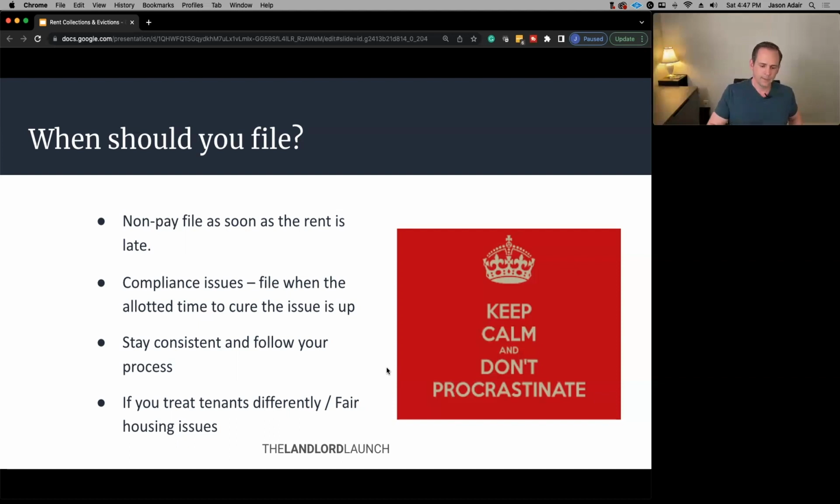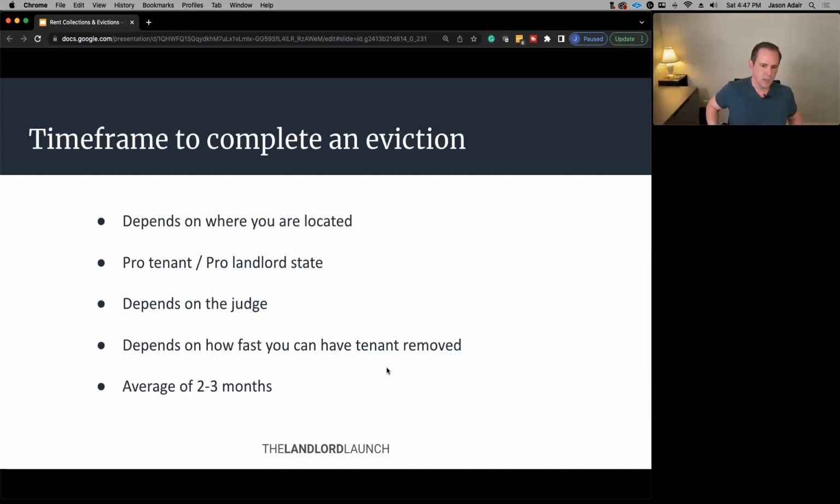So you use your logic here. Be reasonable when it calls for it. But other than that, if the tenant's not being proactive and something comes up, get them out as soon as you can, because it's just going to cause you more headaches.